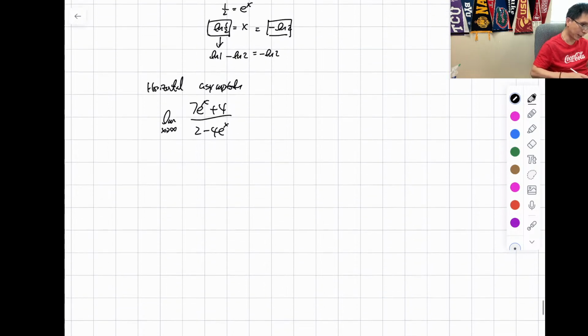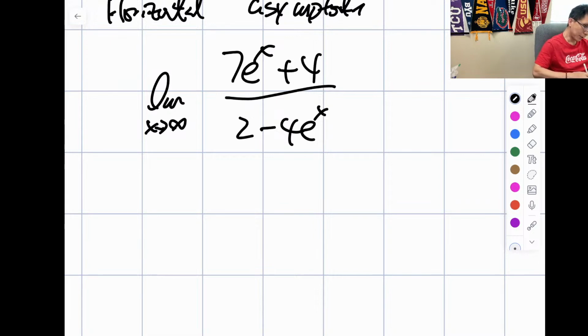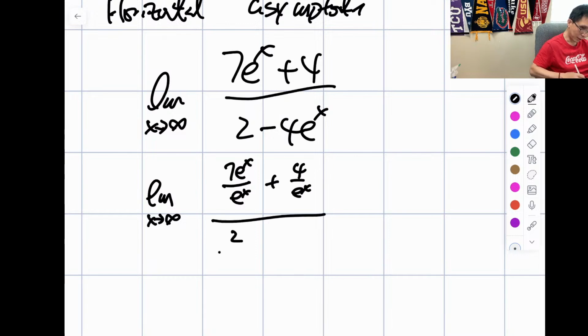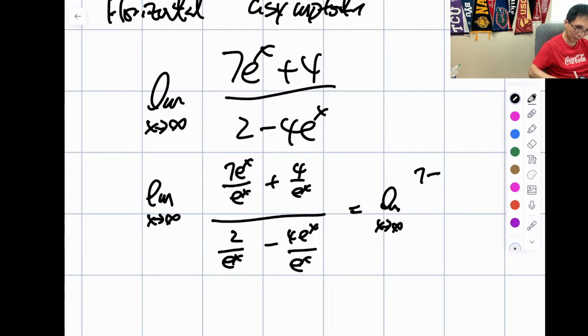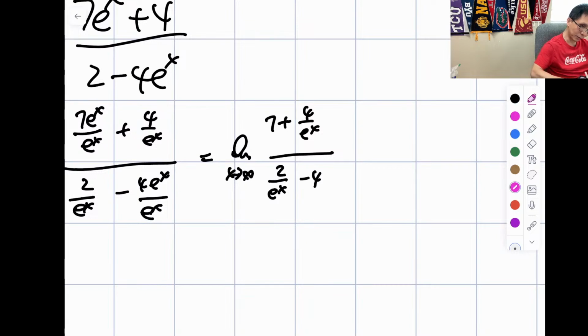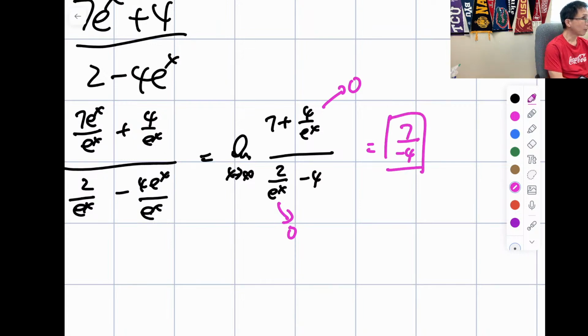Now, if I approach infinity, I want to know what happens at infinity, right? So in this case, it's the limit as x approaches infinity of 7e^x. I'm going to divide by the highest degree of the denominator, so that's 4 over e^x. Obviously, you don't even have to write it out to know what happens. This becomes the limit as x approaches infinity of (7 + 4 over e^x) over (2 over e^x - 4). Now, obviously, this goes to 0, and this goes to 0. So that's 7 over negative 4. That is the first horizontal asymptote.